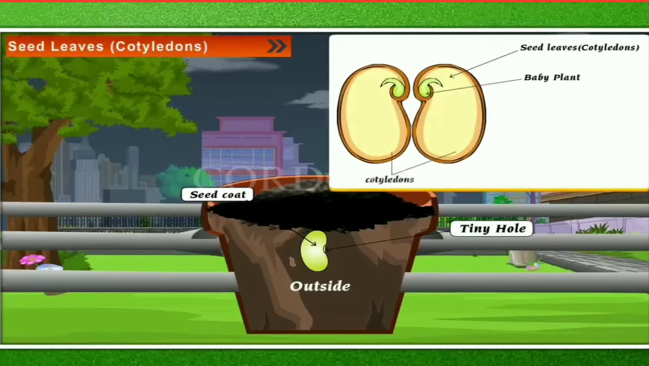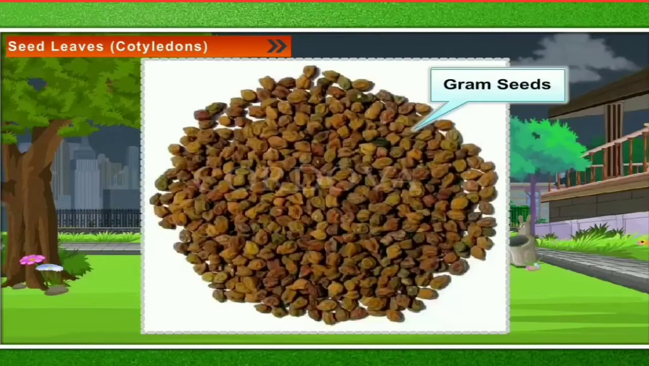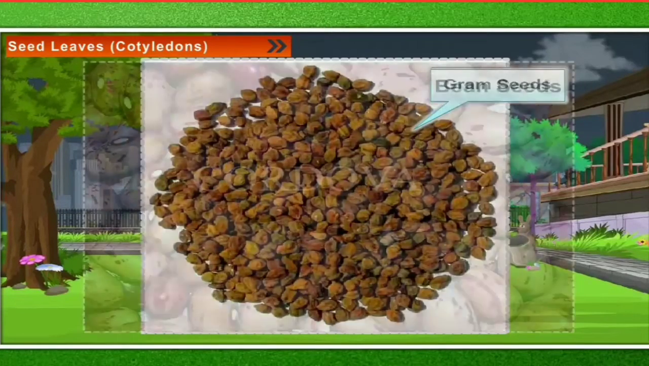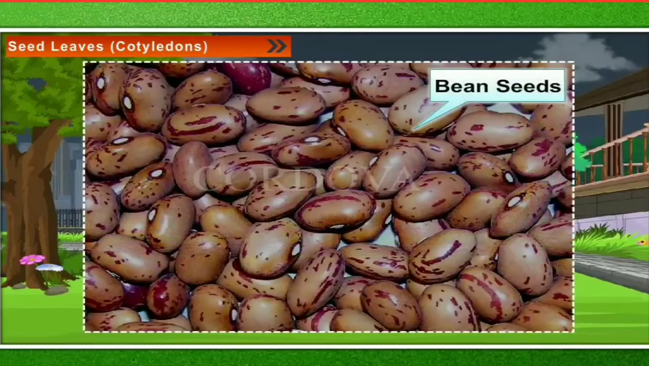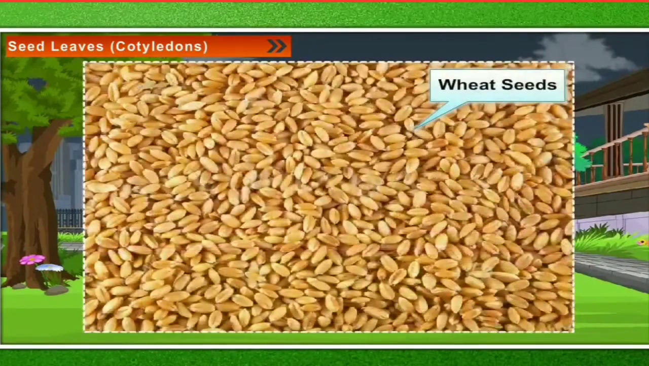Seed leaves. Cotyledons. Food for the baby plant is stored in seed leaves called cotyledons. The baby plant lies between cotyledons. Cotyledons protect the baby plant. Seeds like grams and beans have 2 cotyledons, while seeds like rice and wheat have 1 cotyledon.